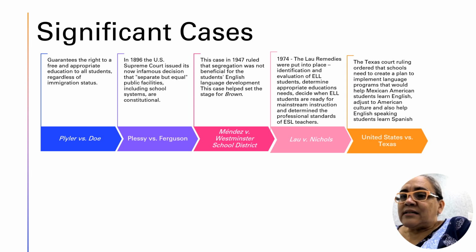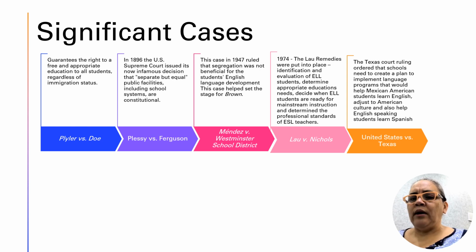Then we had a huge one in Texas. This court ruled that schools need to create a plan to implement language programs that would help Mexican American students learn English, adjust to American culture, and also help English speaking students learn Spanish. This one is counterindicative to what I've learned in this class because rather than have Mexican Americans learn the American culture, we're seeing the flip side of that now in that where we as teachers have to learn about their culture and be able to be culturally sensitive to where they come and what they bring to the classroom.